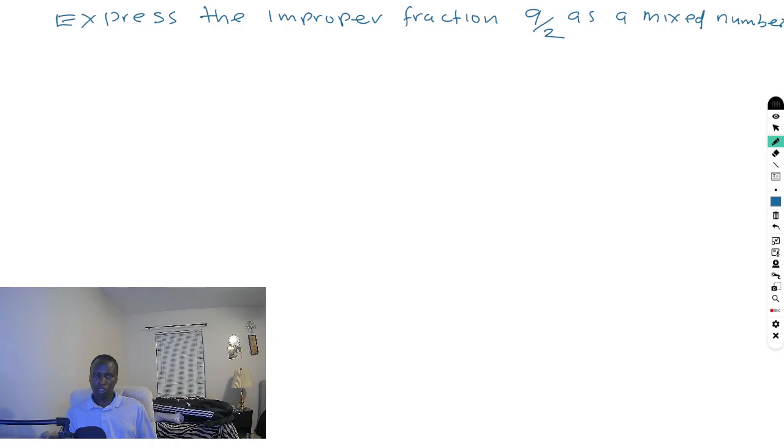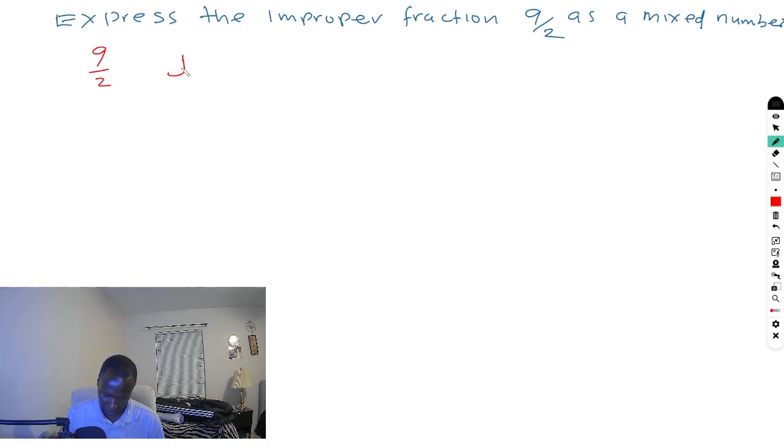Okay, so that's our equation today. Let's change the color. So how do you do this? Okay, this one is easy. What you do is you divide. So you say 9 over 2, so you divide 9 by 2.